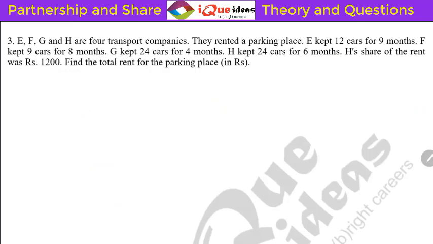The next question says E, F, G, H are 4 transport companies. They rented a parking place. E kept 12 cars for 9 months. F kept 9 cars for 8 months. G kept 24 cars for 4 months. So in place of cows, now we have cars. So it's the same concept, right? So let's directly put it like this. E, F, G and H, the number of cars and the time duration.